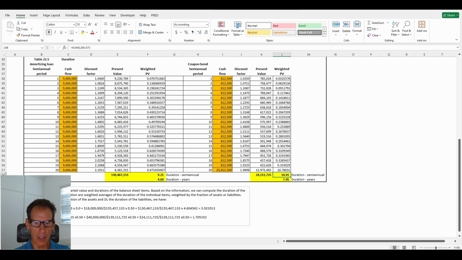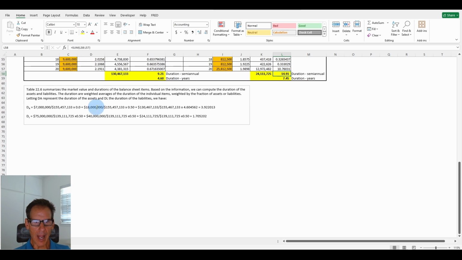Based on the information, we can compute the duration of the asset and liabilities. The durations are weighted averages of the durations of the individual items, weighted by the fraction of assets or liabilities, letting D_A represent the duration of the assets and D_L the duration of the liabilities.